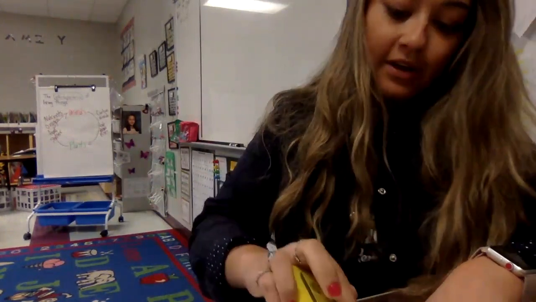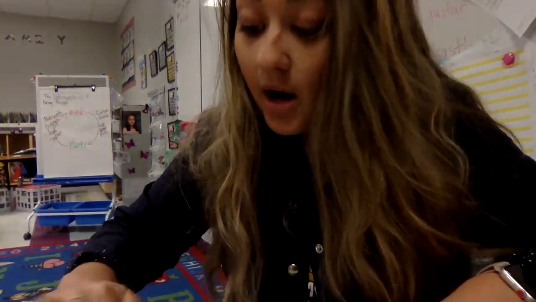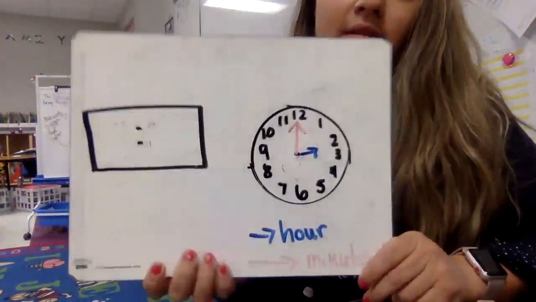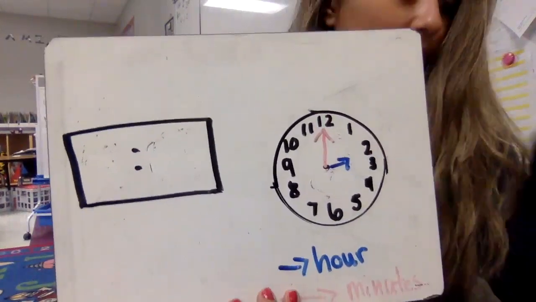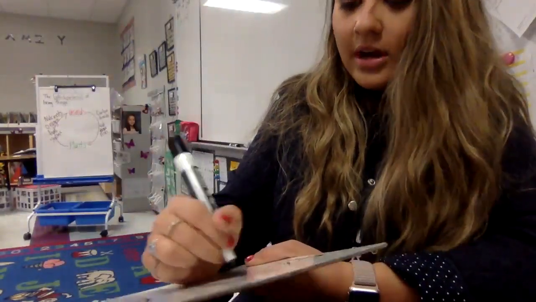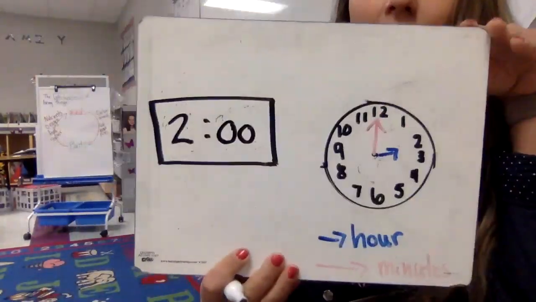Okay, now what I would like for you guys to do is we're going to look at the analog clock. We're not telling the time on the digital clock. We need to tell it from the analog clock. This here tells me that it is 2 o'clock. And the way I write that looks like this. 2:00, 2 o'clock.